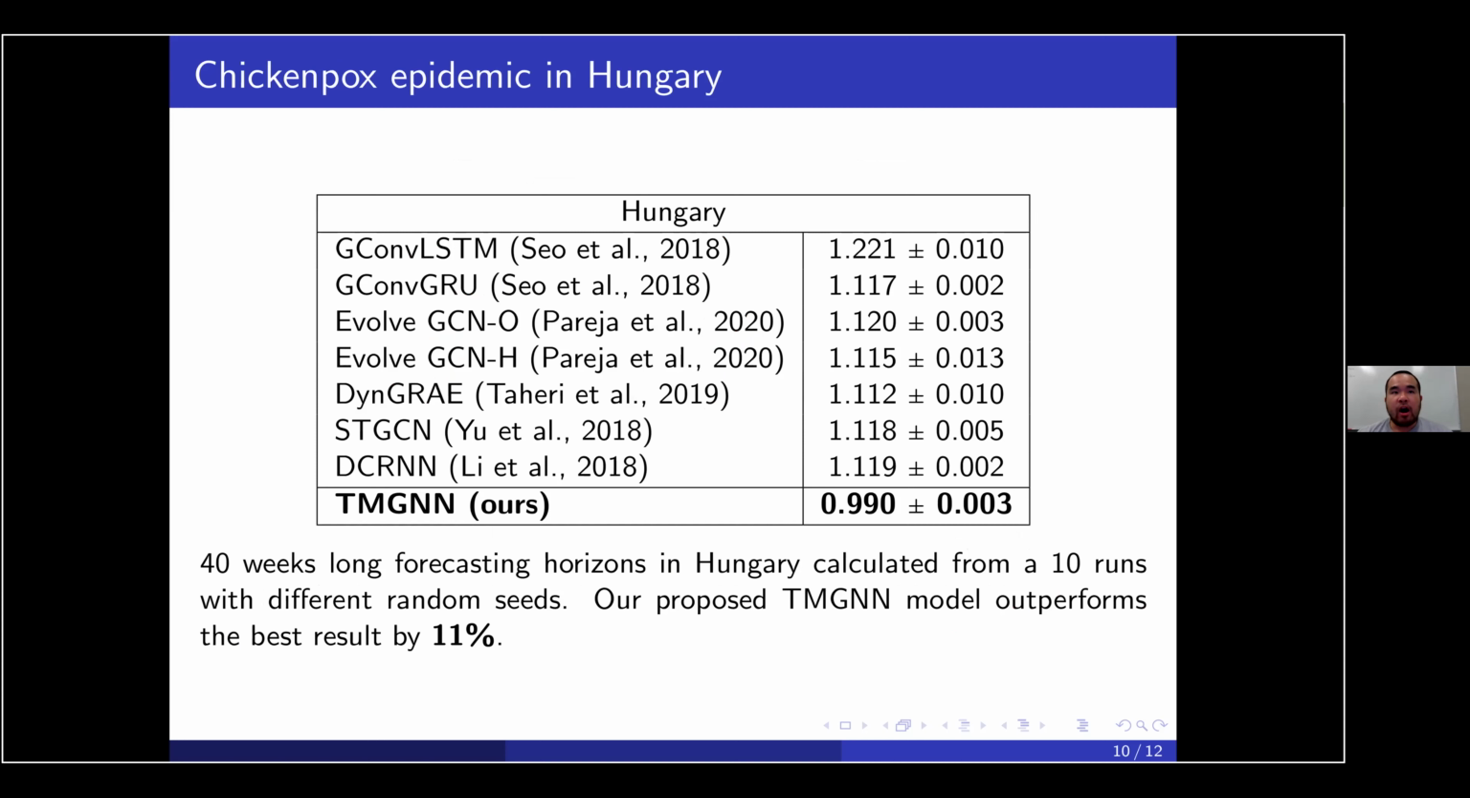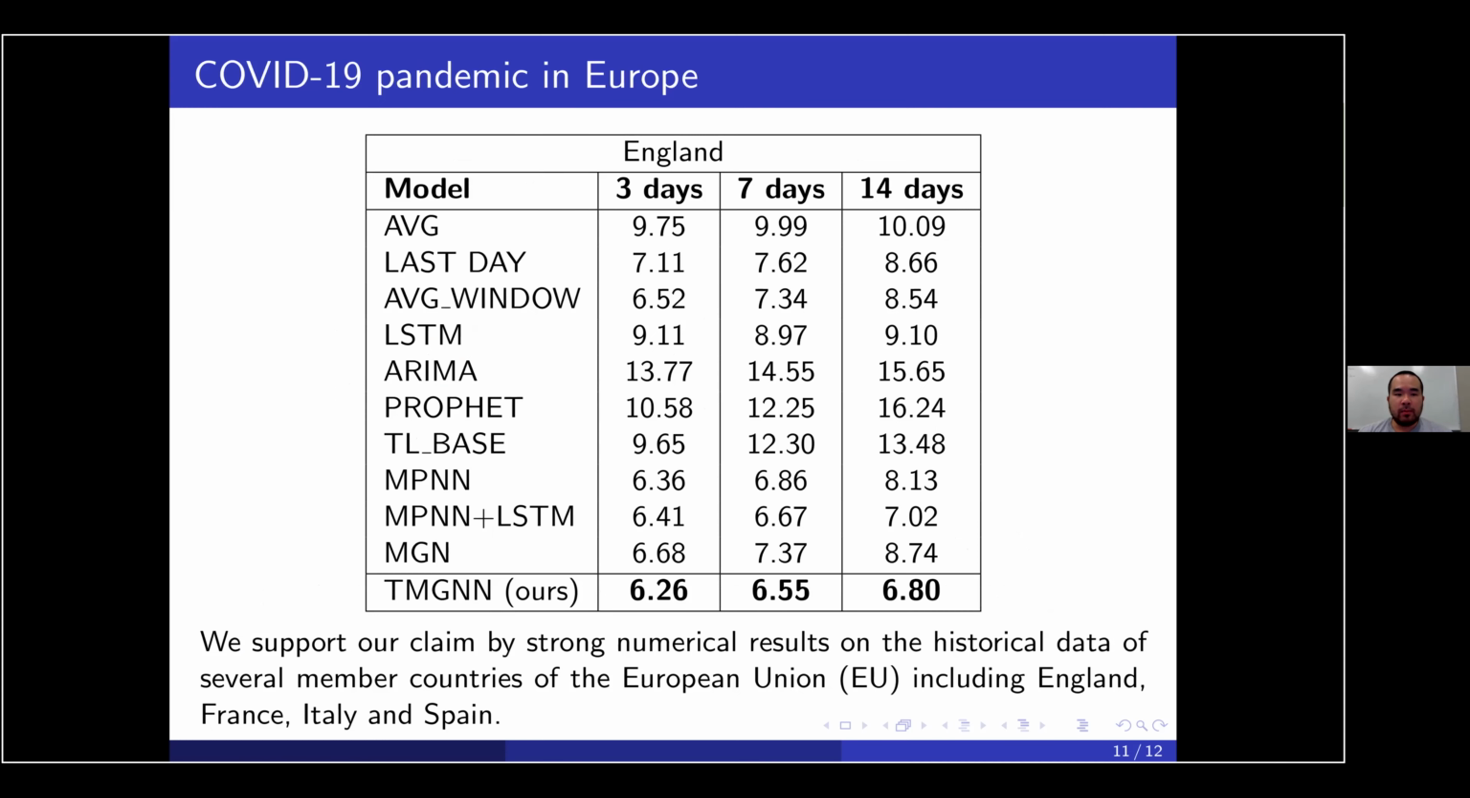As a result, our model outperforms several other state-of-the-art temporal GNNs by 11% in predicting the chickenpox epidemic in Hungary over 40 weeks long forecasting. Furthermore, we support our claim by strong numerical results on COVID-19 pandemic predictions in several European countries. For example, our model outperforms all other statistics, time series, and temporal GNN baselines in 3, 7, and 14-day prediction in England.